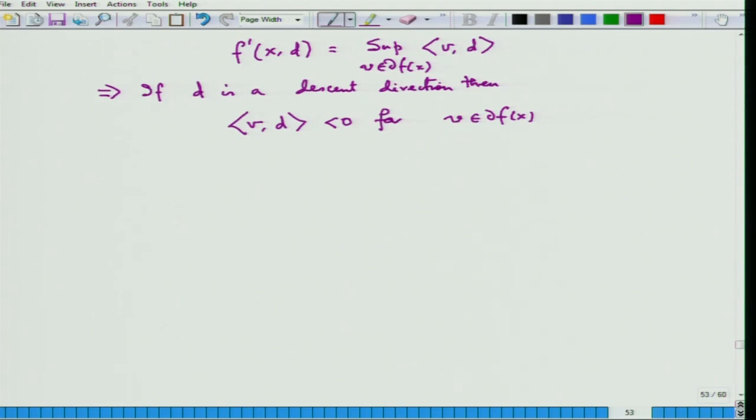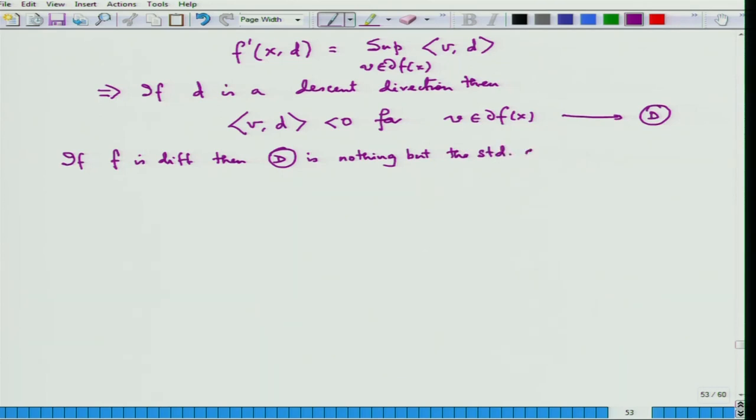Now, this is quite different from grad f is strictly less than 0. You observe that if f is differentiable, then this descent condition on d is nothing but the standard condition in the differentiable case. Okay.